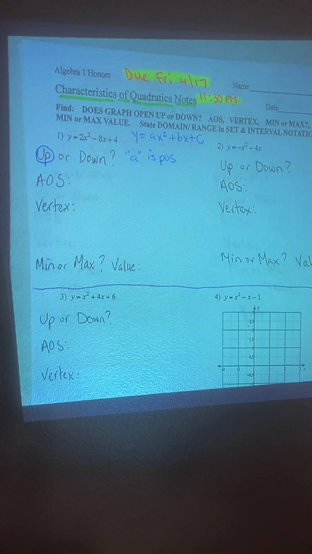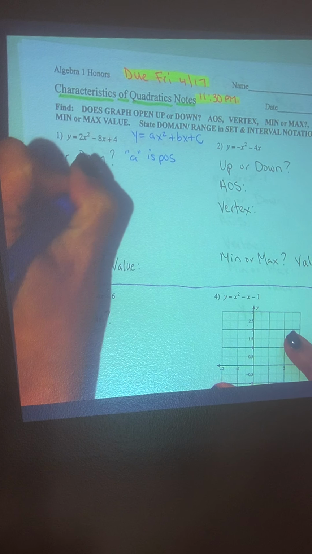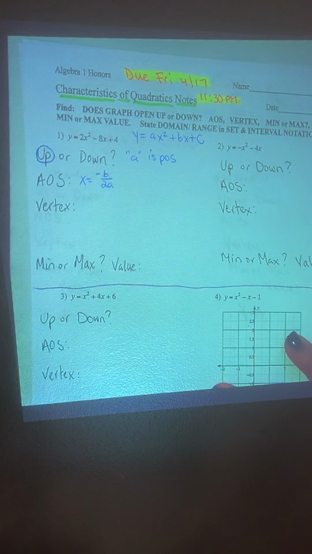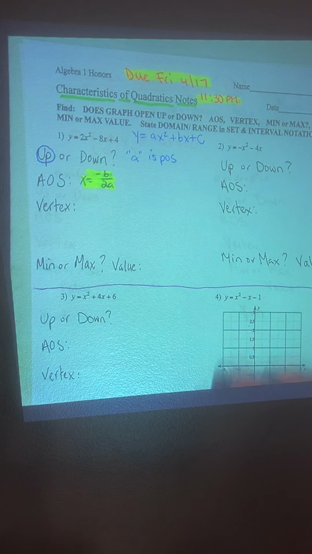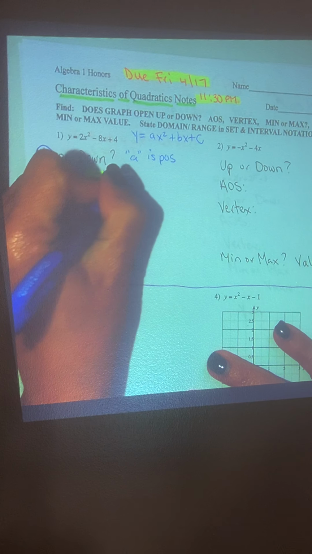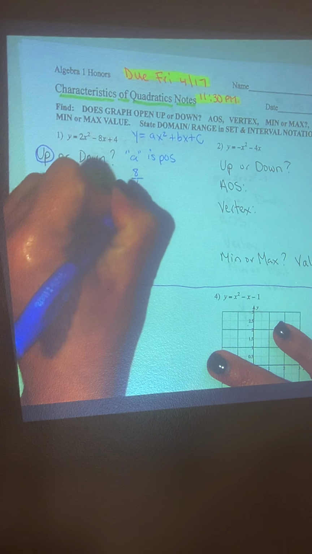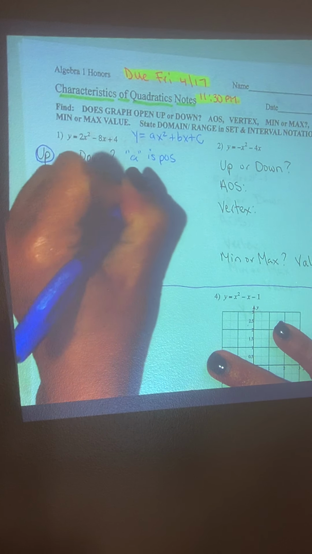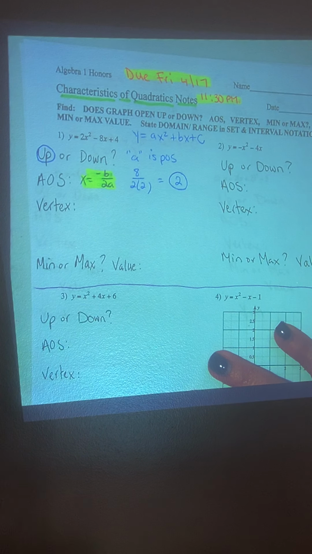Okay, axis of symmetry. To find the axis of symmetry, that's the x-coordinate. So we find that by finding negative b over 2a. That is my formula, negative b over 2a. There it is. Okay, negative b, negative 8. So that's positive 8 over 2 times 2, which is 8 over 4, which is 2. Okay, that's the axis of symmetry. To find the vertex, we need to plug it in.